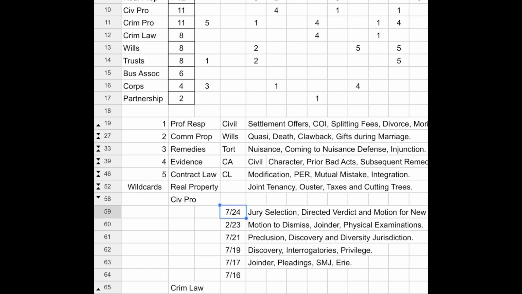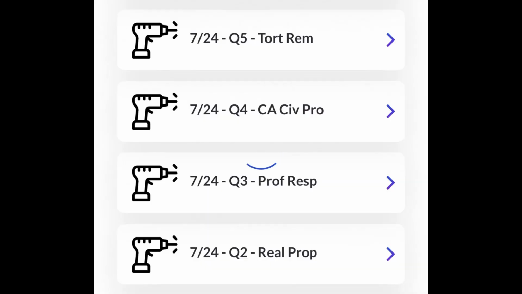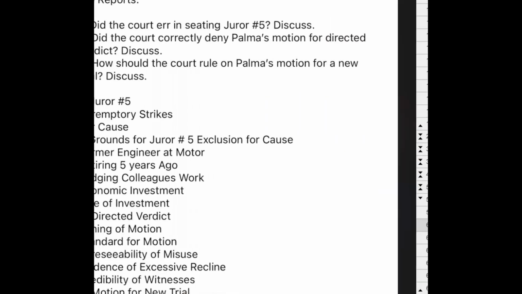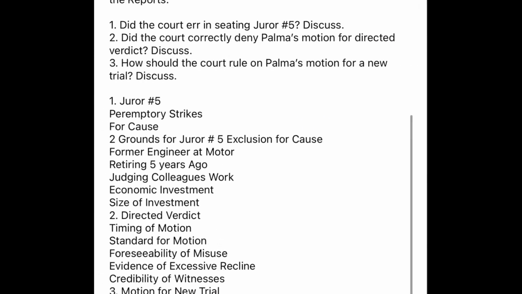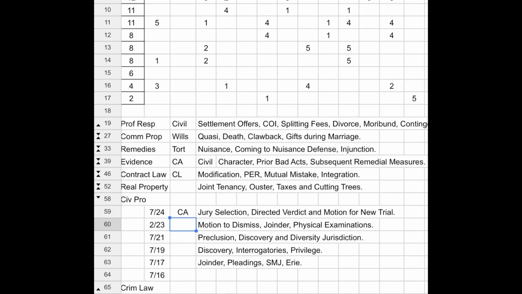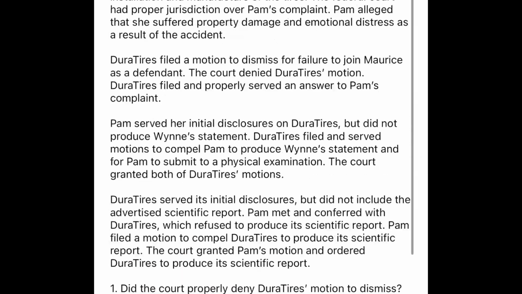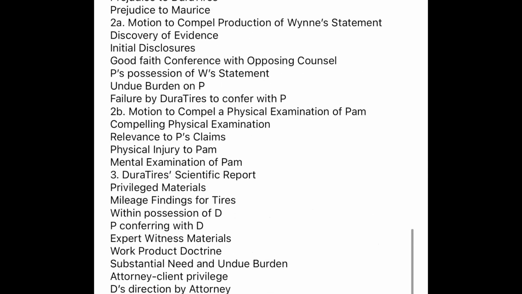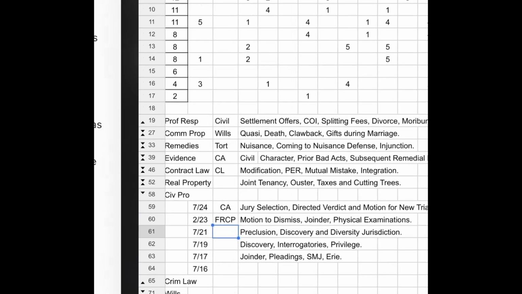Okay. And you know what? I'm going to put this in another column, and I'm going to put whether it was federal or California civil procedure. Okay, so 7/24 California Civ Pro. So I'm going to put CA here, right? And 2/23 motion to dismiss. I already have this written down from other times I did predictions. So what is this? This is federal. I think it's federal.